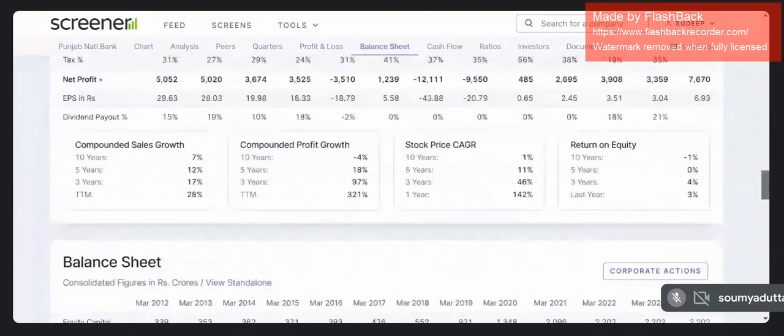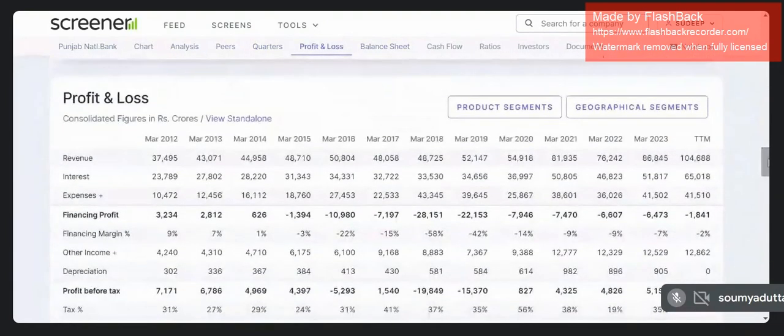Bank of Baroda, see, for them, when it comes to interest rates, we cannot compare because these companies, Punjab National Bank and so on, have a lot of NPAs and other issues. So it's better to look at the NBFCs. Then you will get the proper data.